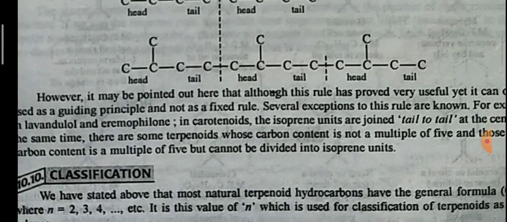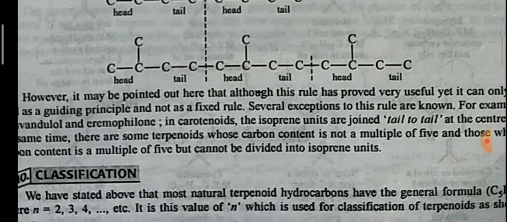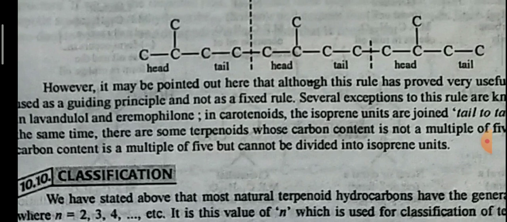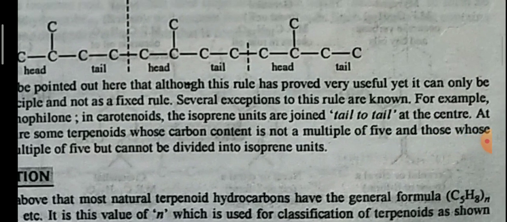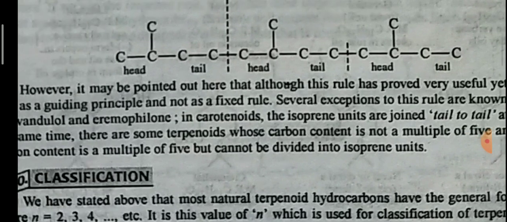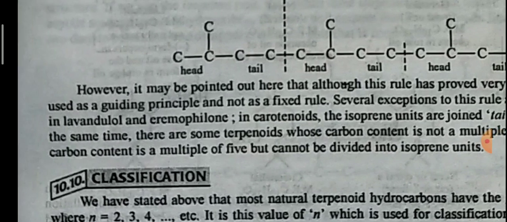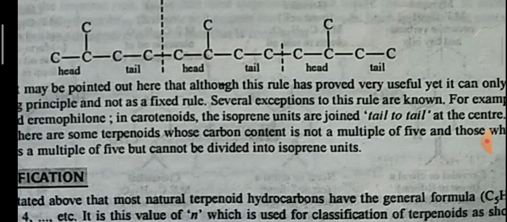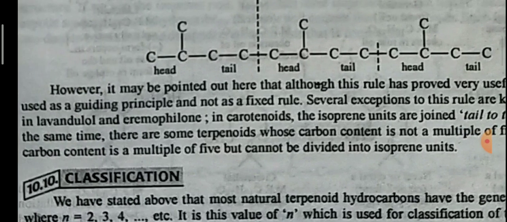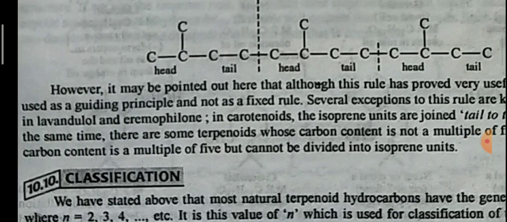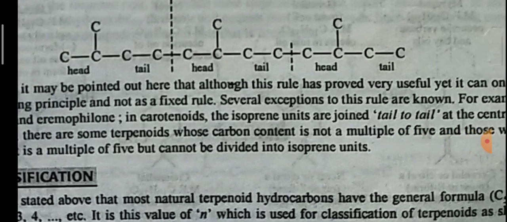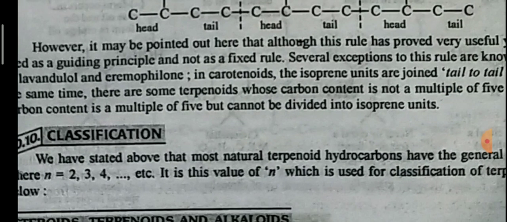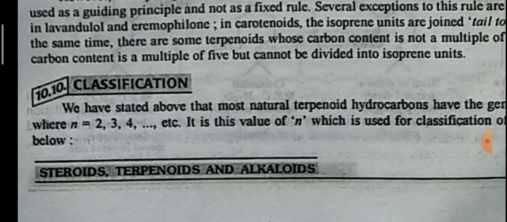However, it may be pointed out here that although this rule has proved very useful, yet it can only be used as a guiding principle and not as a fixed rule. Several exceptions to this rule are known. For example, in lavandulol and eremophilone, and in carotenoids, the isoprene units are joined tail to tail at the center. At the same time, there are some terpenoids whose carbon content is not a multiple of 5 and those whose carbon content is a multiple of 5 but cannot be divided into isoprene units.